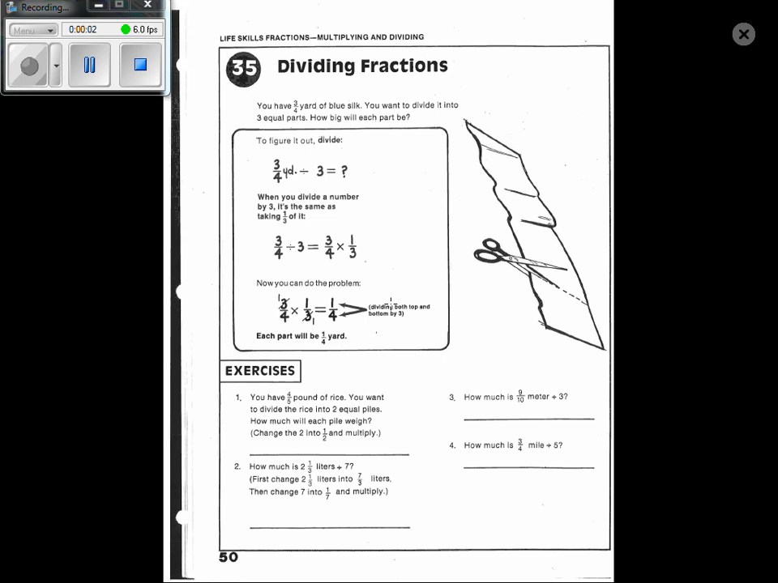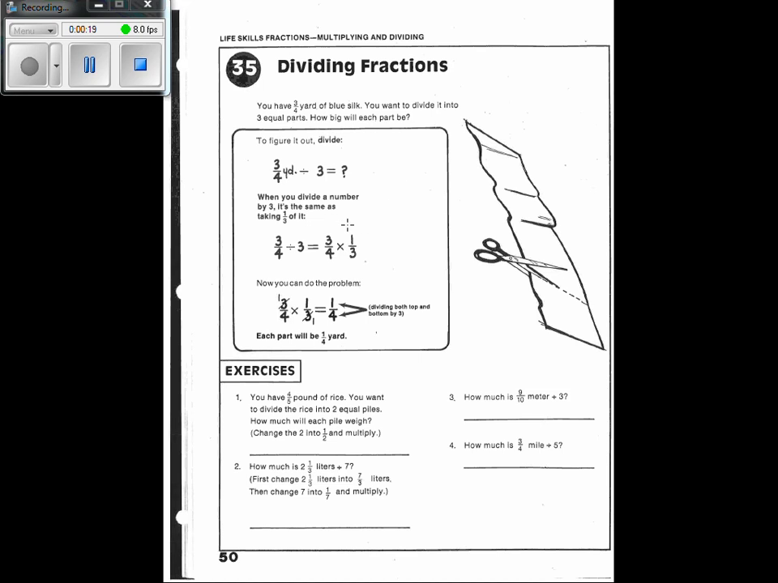Task 35, dividing fractions. You have 3/4 of a yard of blue silk. You want to divide it into 3 equal parts. How big will each part be? First, to figure it out, divide.